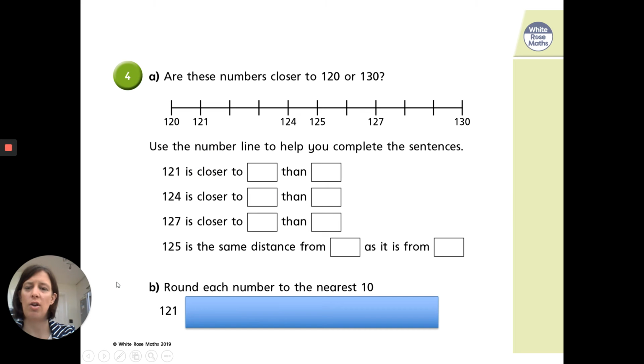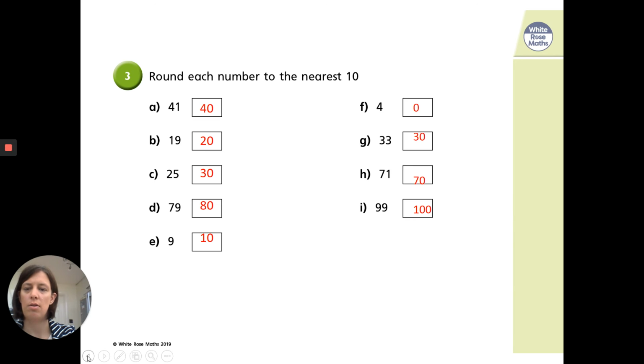Okay, let's have a check of the answers. So the first one, 41, the nearest 10 is 40. Have a check down the rest of this screen. Pause the video if you need to while you check your answers. Give yourselves a tick if you got them right. If you didn't quite get them right, have a little try at fixing them and put them back on the number line, see if you can work out why you might have chosen the wrong one.